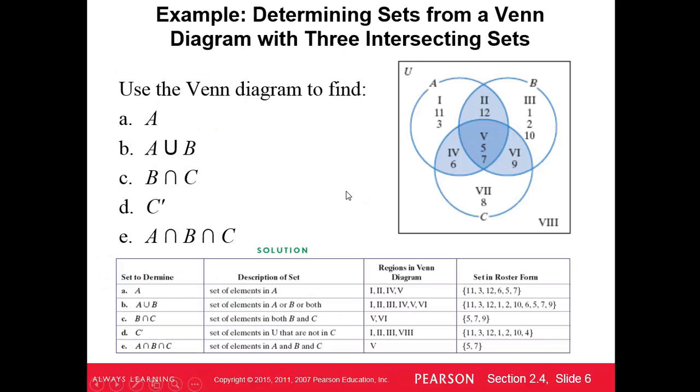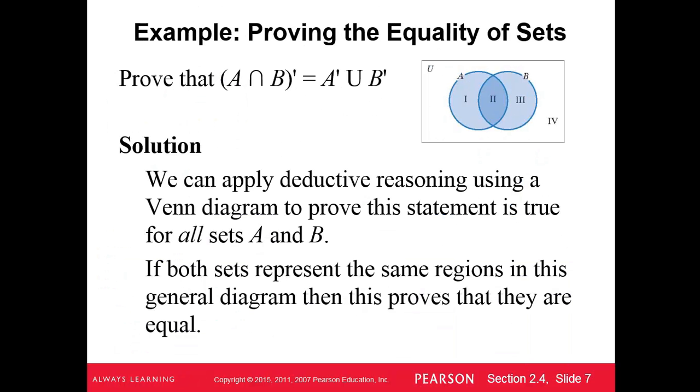Take some time to work through the rest of these too, thinking about what each of the symbols means and working through them carefully. You can actually prove that two sets are equal using this kind of a method. If both sets here, A intersect B complement, and A complement union B complement, end up being the same regions, then they are equal.